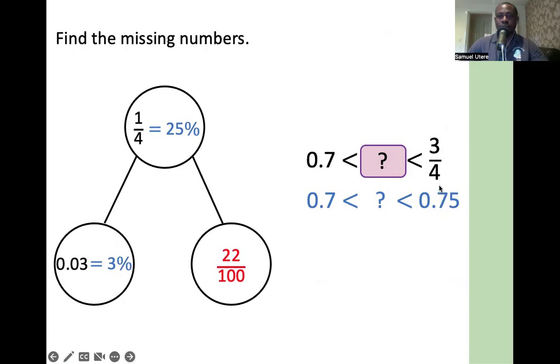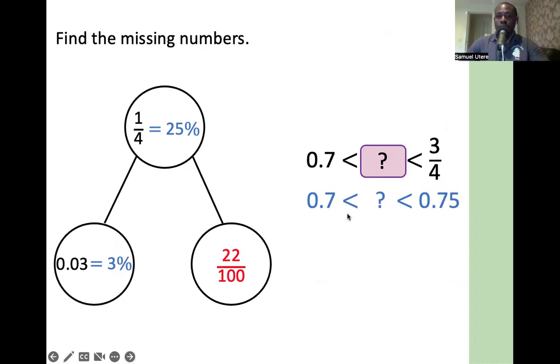So 3/4 is 0.75. How? We know that a quarter splits the 100 squares into 4 equal parts. Each part comprises 25 squares shaded. Now, if we have 3 lots of that, that will be 75 squares shaded, which is 75 hundredths. And 75 hundredths is the same thing as 0.75, which is the same thing as 75%. So we are interested in the decimal.